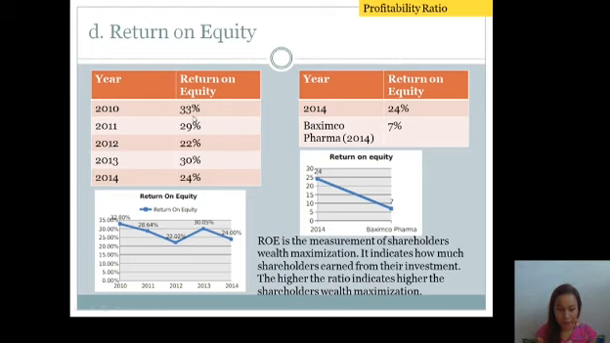Return shows 33%, but this is gradually decreasing from 2010 to 2012, from 33% to 22%. It has gone up again, up to 30% in 2013, and decreased in 2014. In terms of comparison with Baximo Pharma, it's much better than that of, so it is good for the company.